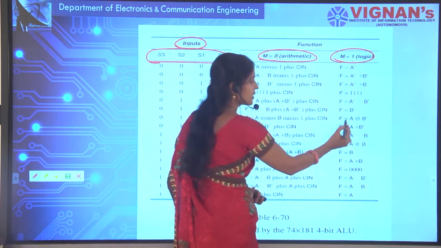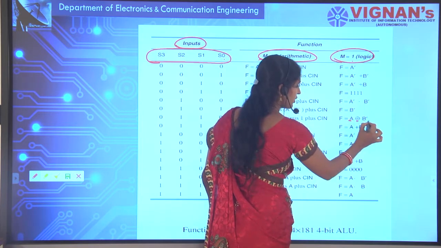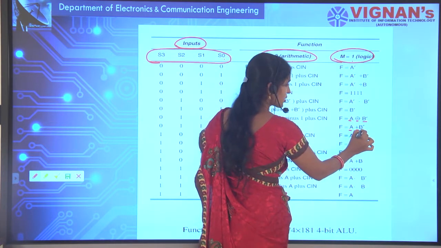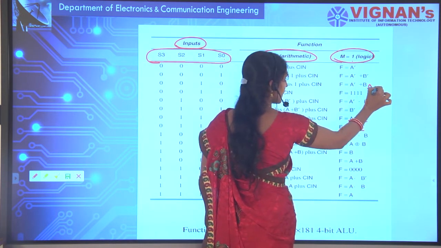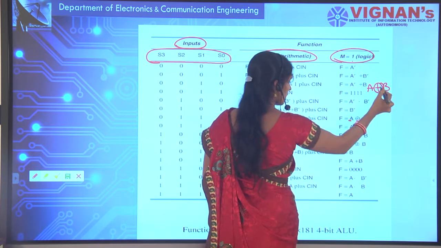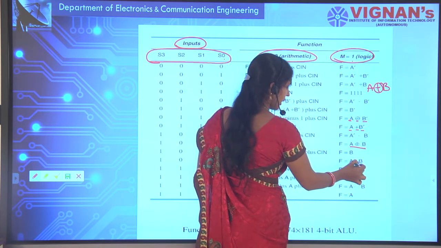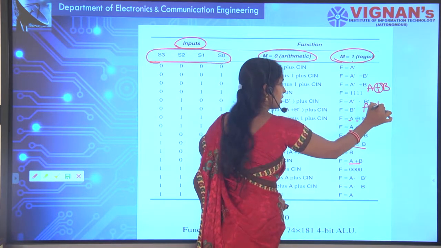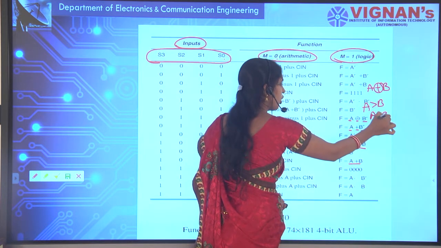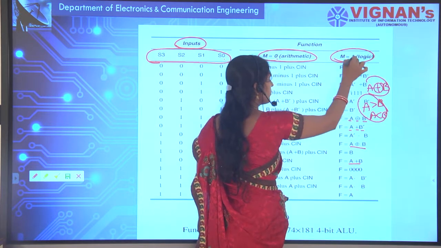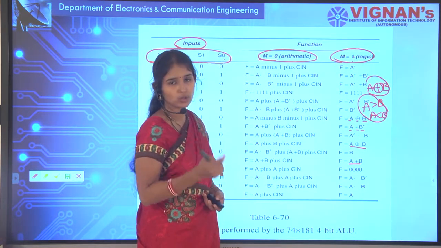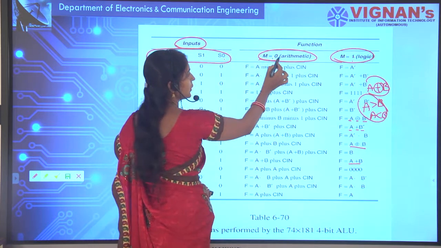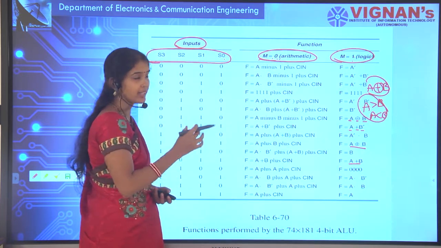Logical operations in the sense, see here, a XOR b complement, a plus b complement, or a XOR b, a plus b, like that. It is going to a greater than b, a is less than b. All these logical operations can be performed when m is equivalent to 1. If at all m is equivalent to 0, it is going to perform arithmetic operations.